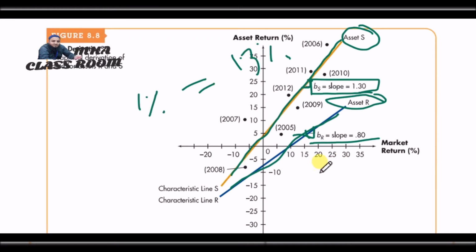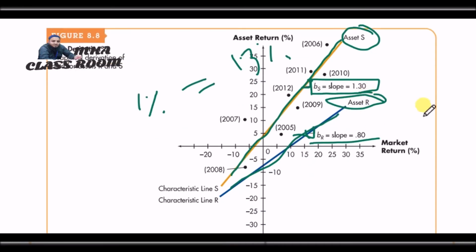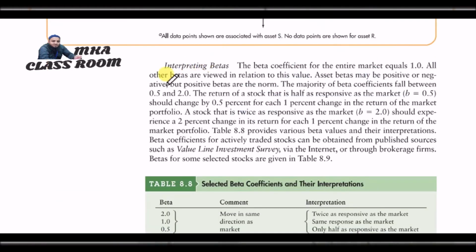In the same way, if the market changes 1%, our asset R changes 0.8%. That's why asset S is the more responsive asset. That's why it is the riskier asset than asset R. So here we will see interpreting betas. That means, what does it mean.